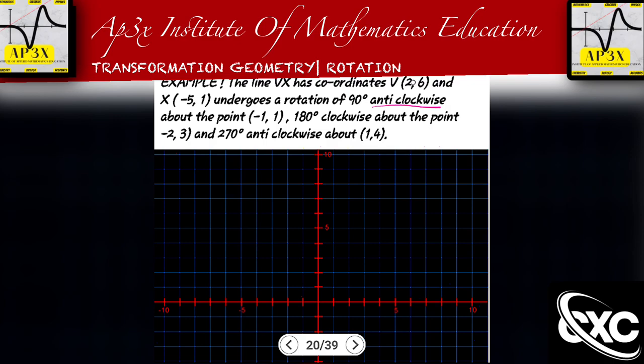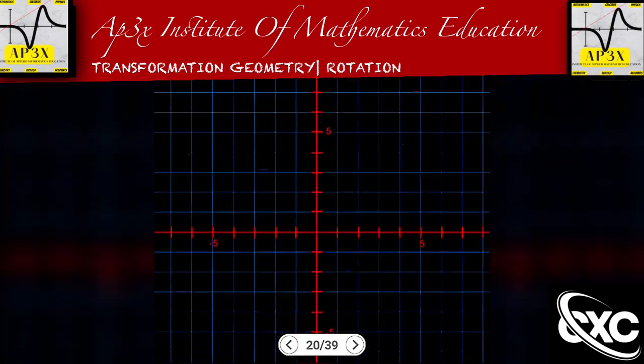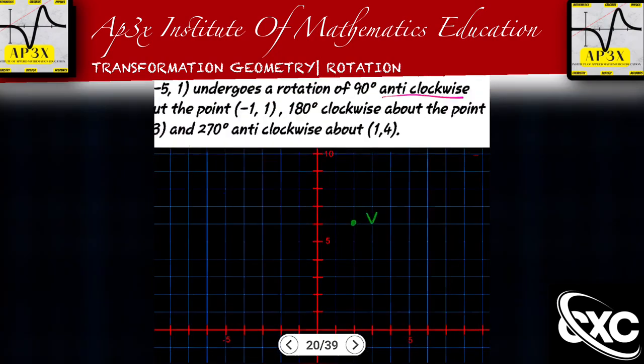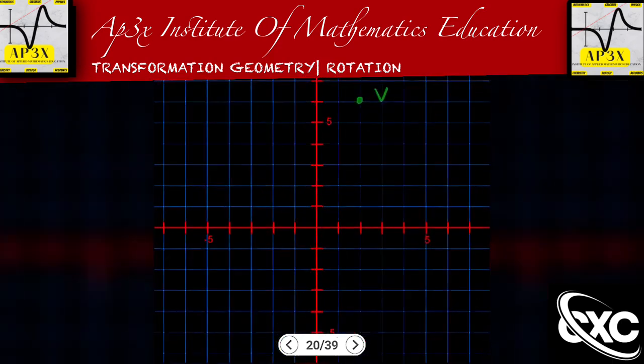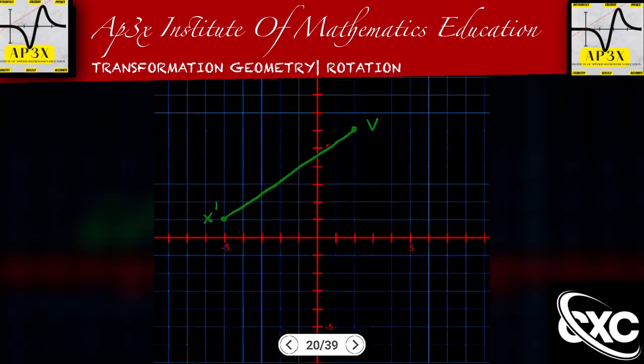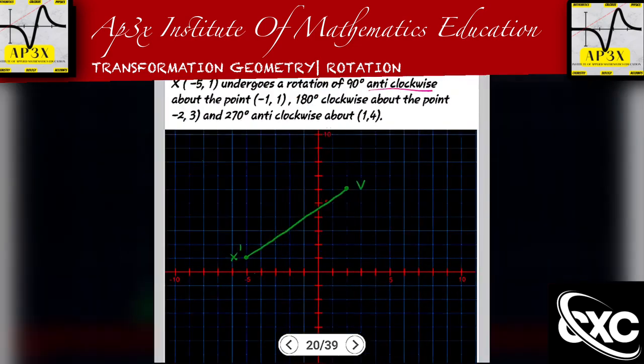Now we have the same point, say here v is again 2, 6, same point. So that's 1, 2, 1, 2, 3, 4, 5, 6. That's our point v. And then our point x is negative 5, 1. So that's to the left, 1, 2, 3, 4, 5, up 1. That's my point x. So we already have that point here. See right here. That's my line. All right, let me just draw that a little bit straighter. Good.